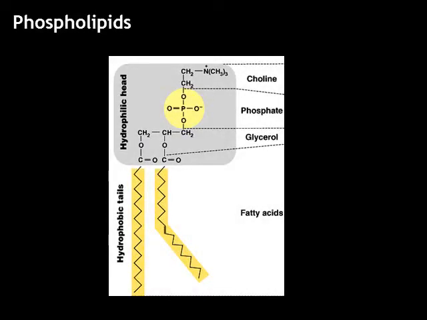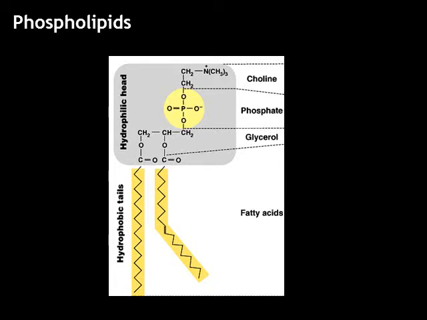The second group of lipids, the phospholipids, is structurally similar to fats. They're made of glycerol as the backbone, to which two fatty acids are attached. Instead of attaching a third fatty acid like in the fats, here we find a phosphate group to which a variable hydrophilic group is attached. So a phospholipid is a glycerol molecule, two fatty acids, a phosphate group, and a variable hydrophilic group.